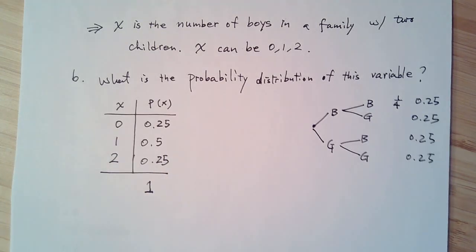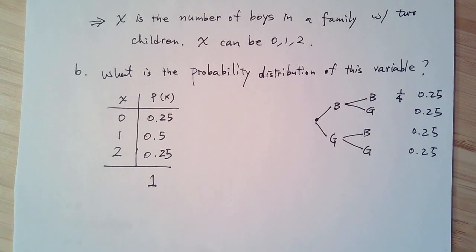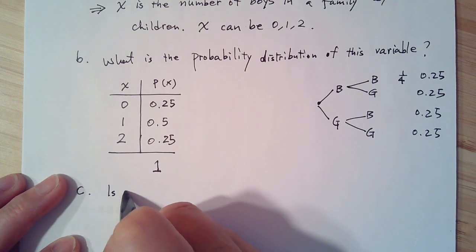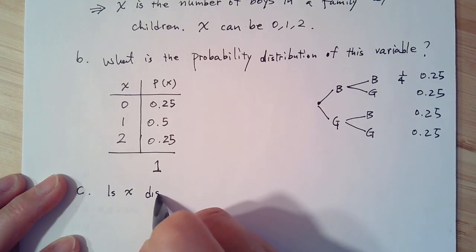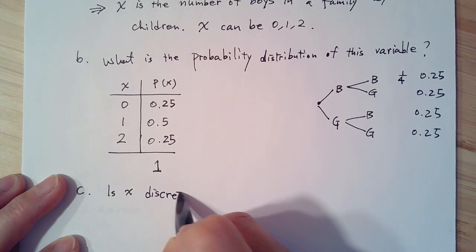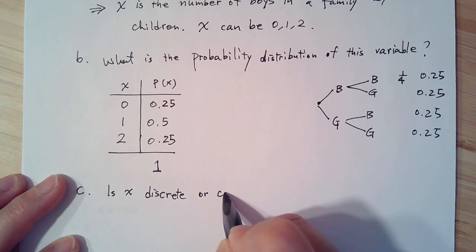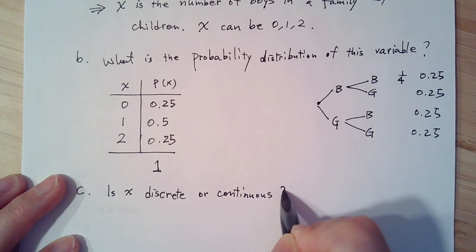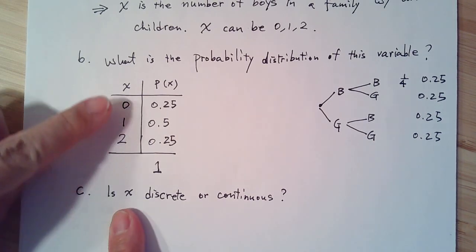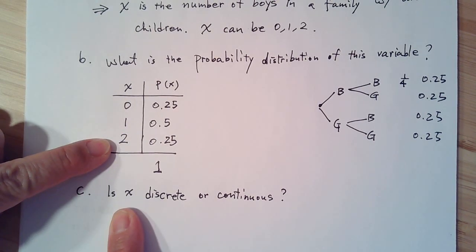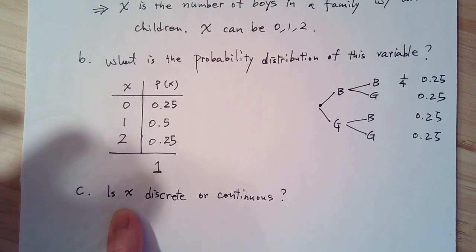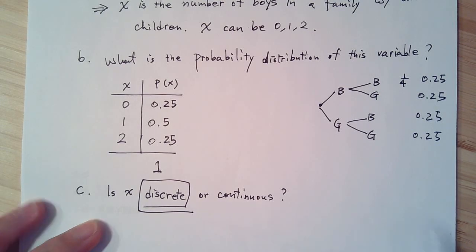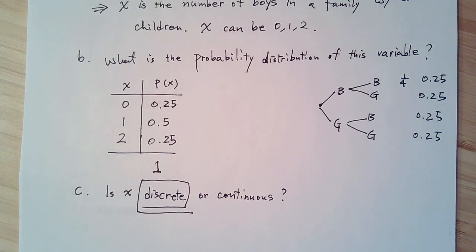And the third part of this is: is x discrete or continuous? The x values could be just 0, 1 and 2. If you plot that on the number line, you get 3 dots. So the answer is discrete. That's your answer. Now you get some understanding about this probability distribution.